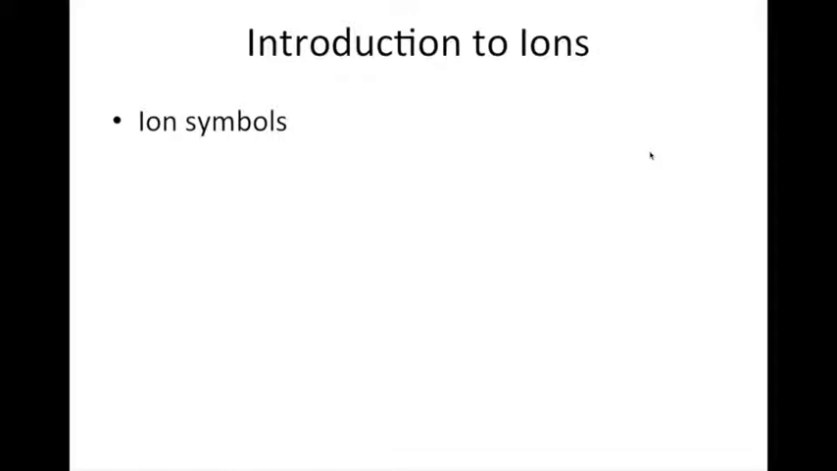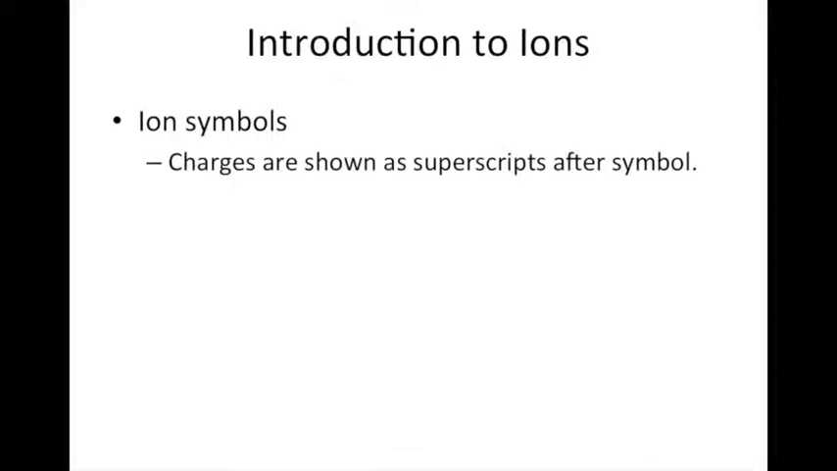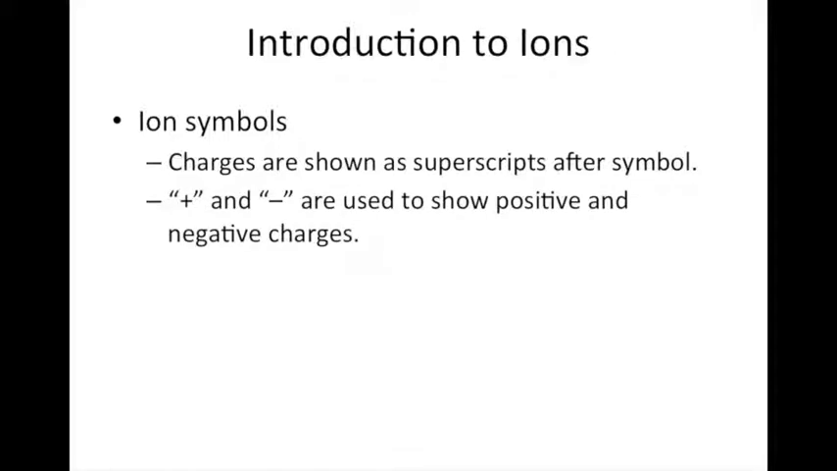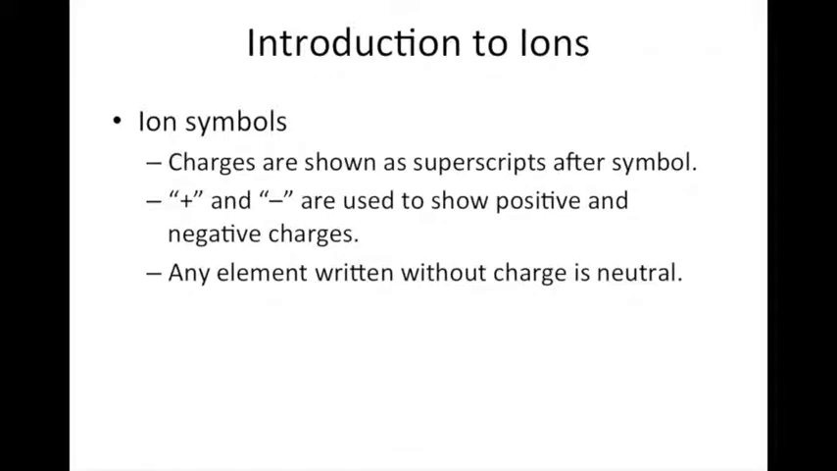Now, ions are represented by symbols. The charges are shown as superscripts after the elemental symbol. A plus and negative sign will represent, of course, a positive and negative charge. And if you see an elemental symbol written without a charge, then it's assumed that that is a neutral atom.